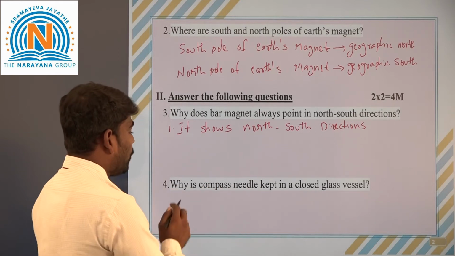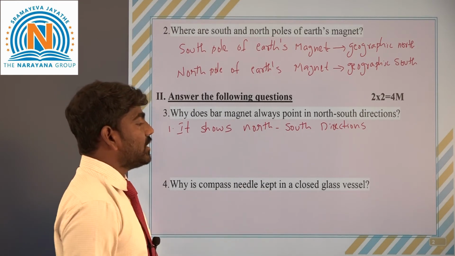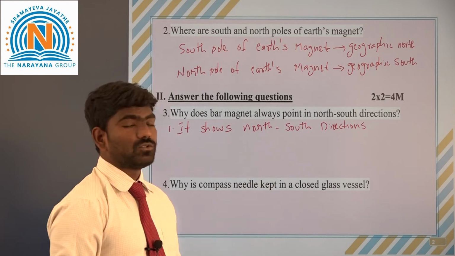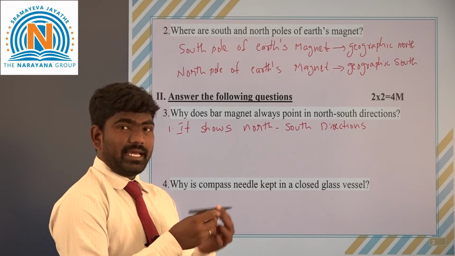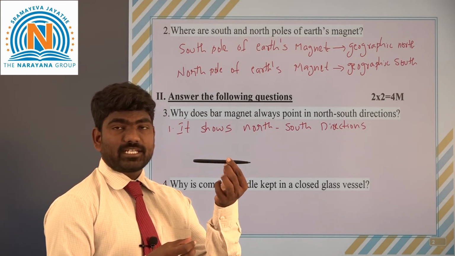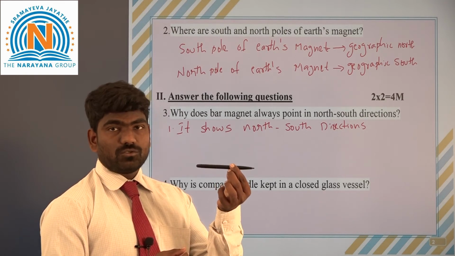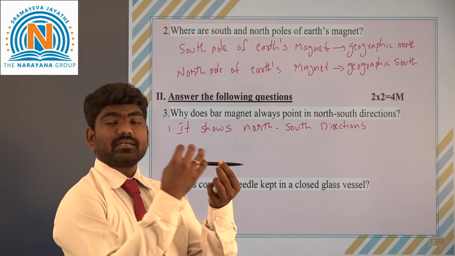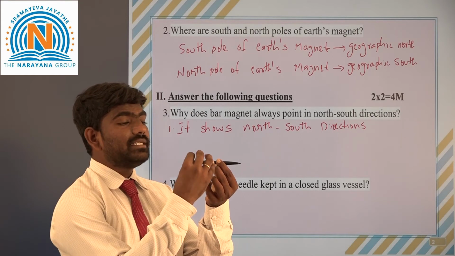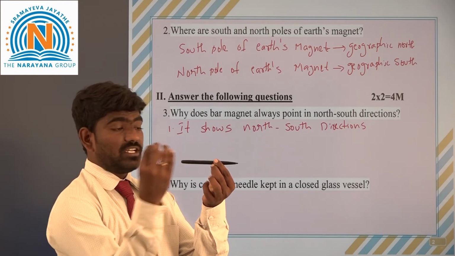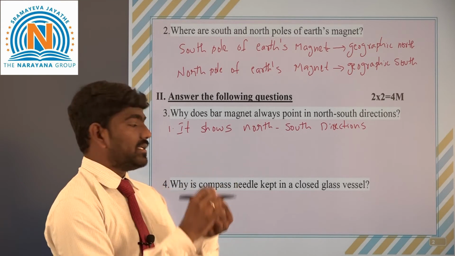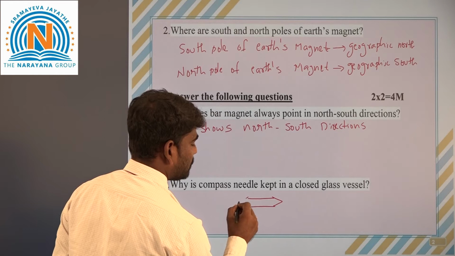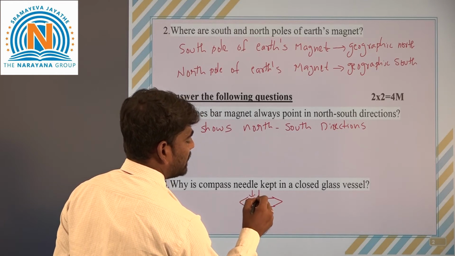Next, why is a compass needle kept in a closed vessel? Because suppose a needle is showing geographic north and south directions when we freely suspend it. Even air or wind is moving in a particular direction due to the applying of pressure. So suppose air is moving in this direction.